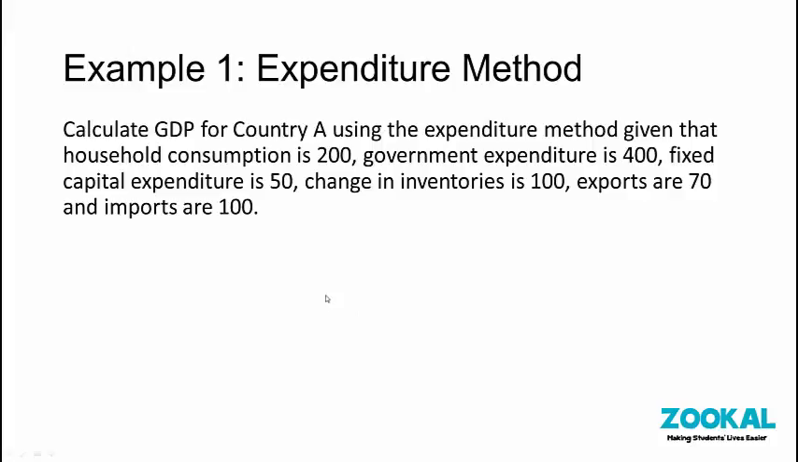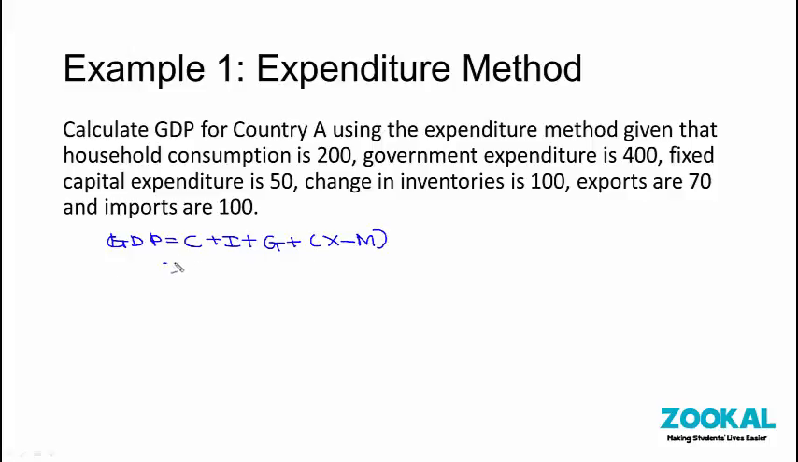So the question says, calculate GDP for country A using the expenditure method given that household consumption is 200, government expenditure is 400, fixed capital expenditure is 50, change in inventories is 100, exports are 70, and imports are 100. Okay, so remember that the formula for GDP equals C plus I plus G plus net exports, which is X minus M.